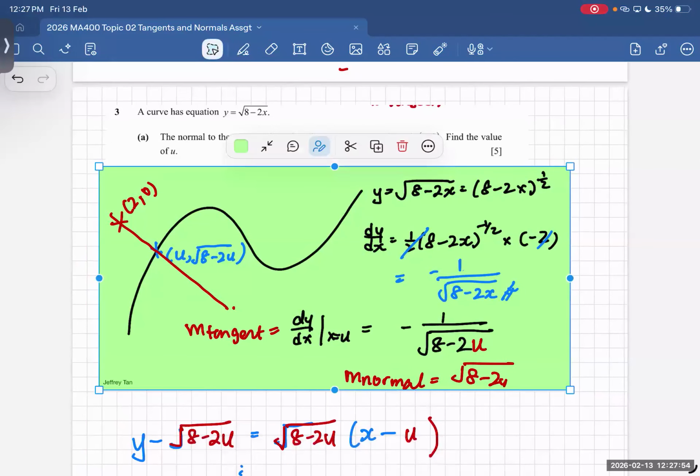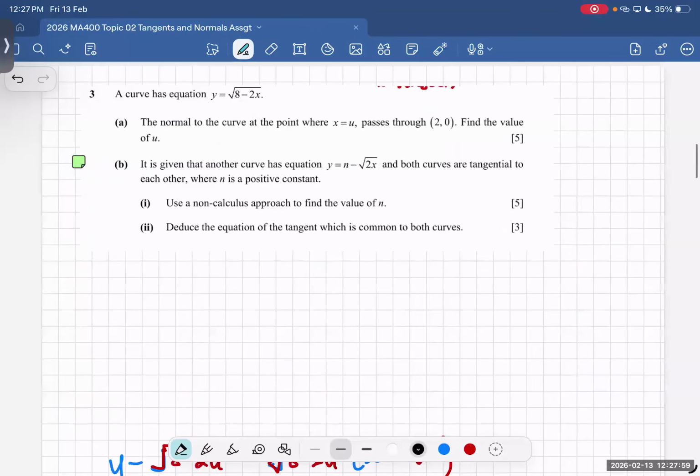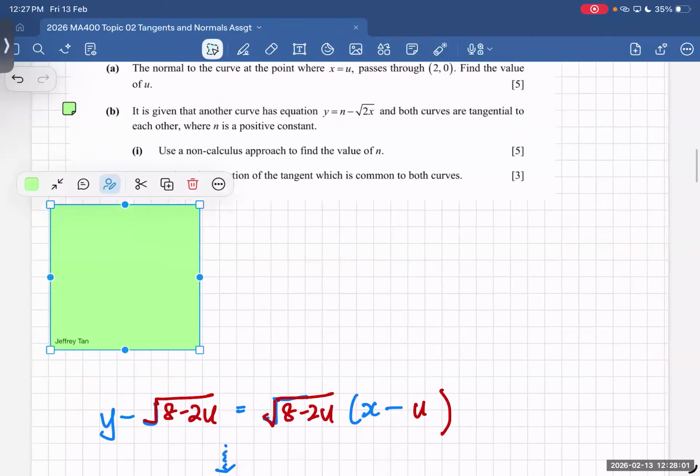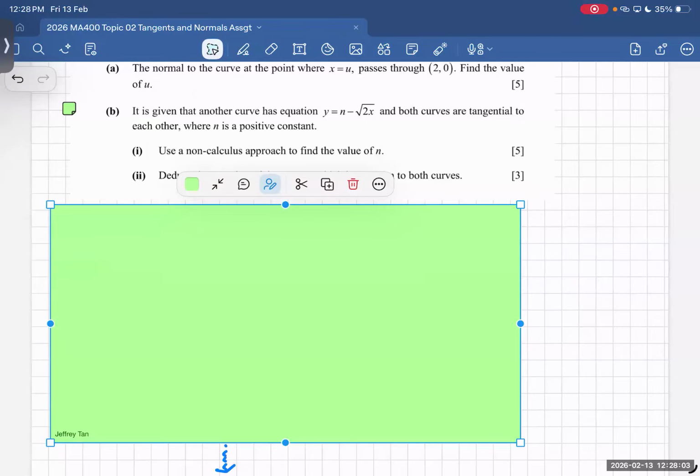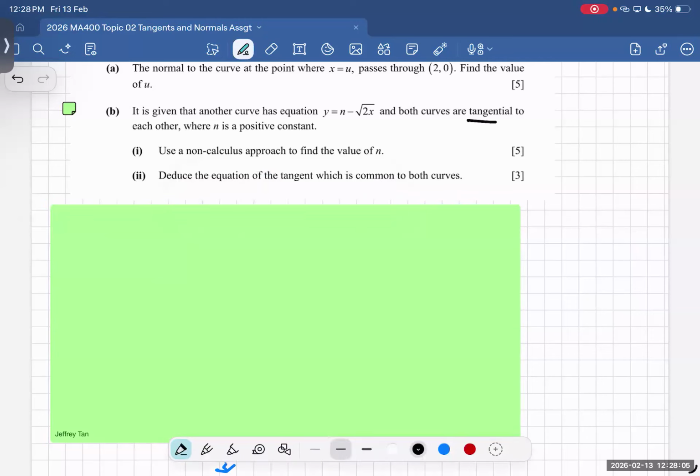I go to B. B part 1. Now B part 1, you know that there's another equation. Both curves are tangential to each other. What's the meaning of tangential? They touch, but they never cross. They touch. The one curve looks like that. Okay, very good, at one point.